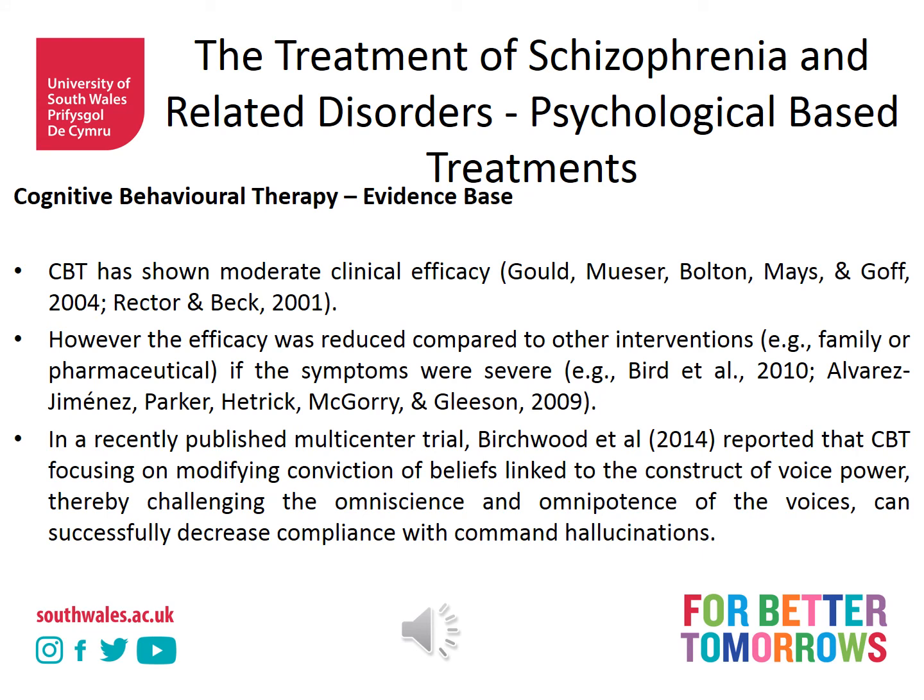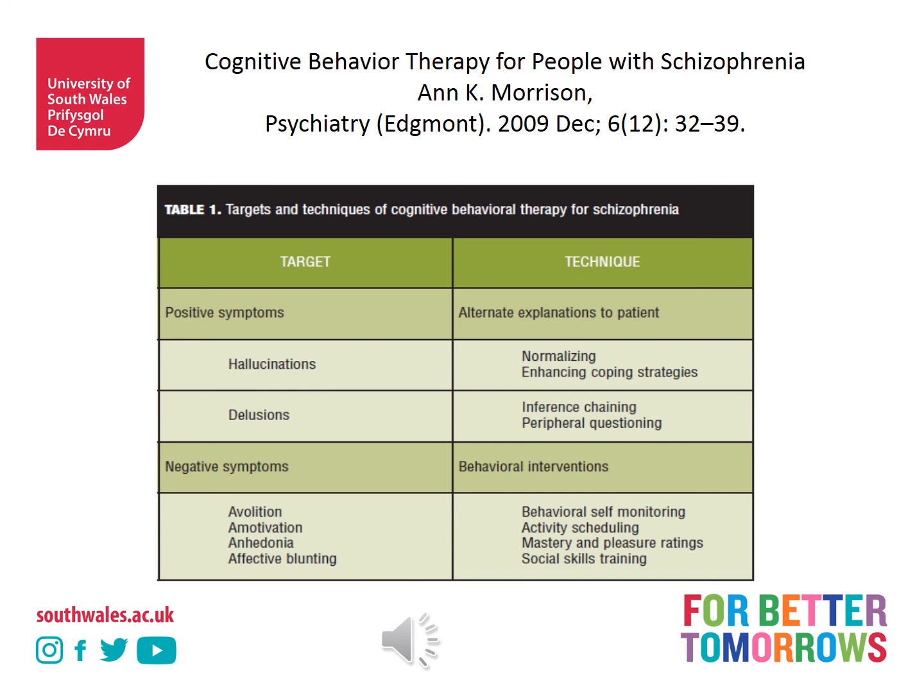There's a reasonable evidence base for the efficacy of CBT in schizophrenia. However, it seems that if the symptoms are very severe, then CBT is less effective. This chart summarises some of the main techniques used within CBT for people with schizophrenia. For example, one of the techniques to use for hallucinations would be to help people cope with those hallucinations. For negative symptoms, there are a whole range of behavioural interventions which might work.